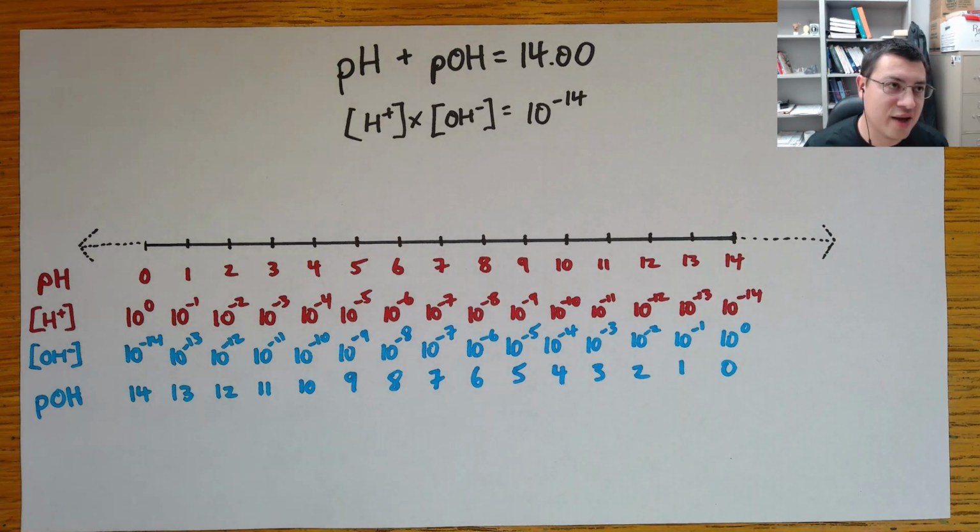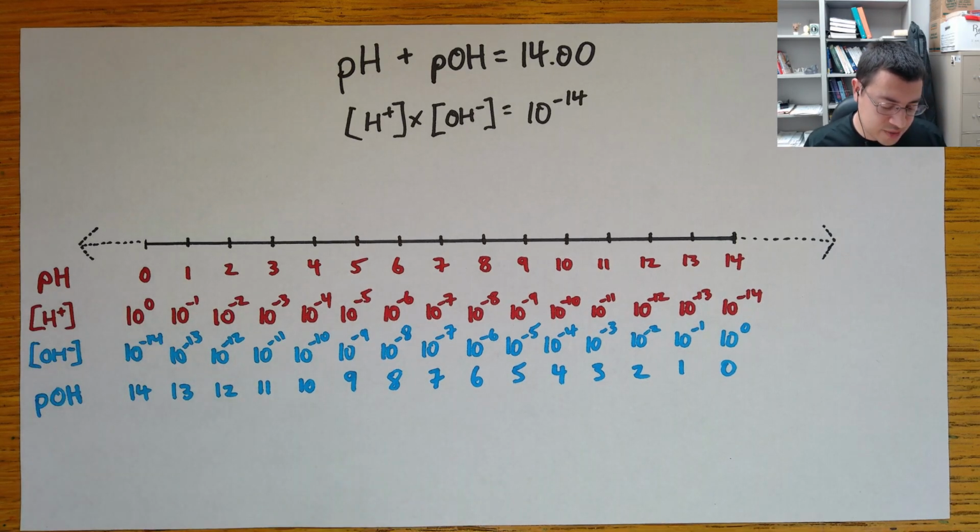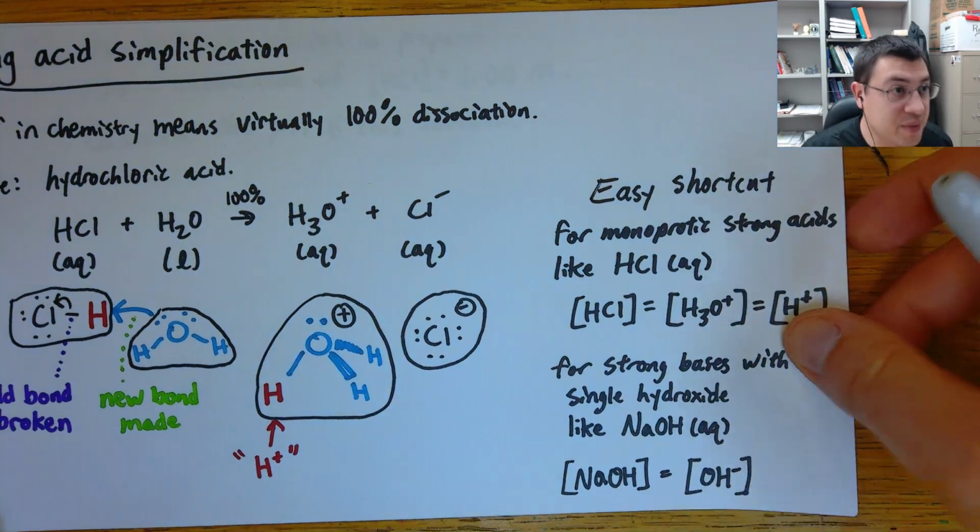Maybe one last interesting comment is pHs below 0 are possible. That's where you have strong acids, or if you're way below 0, you might even have some super acids or something like that. All right, but no super acids today. We're going to do everyday examples people can relate with.